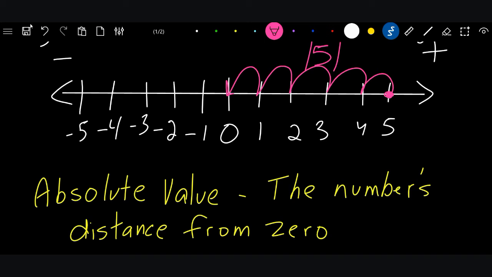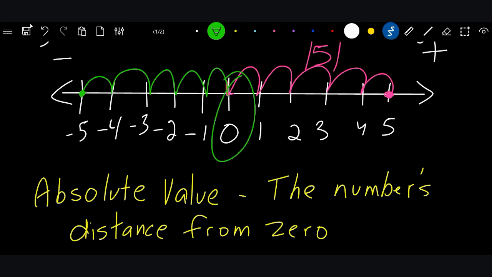So now watch this. If the absolute value of 5 is 5, what is the absolute value of negative 5? We'll go over here to the negative 5 side. Well, let's look at the definition. The number's distance from 0. Well, how far is negative 5 away from 0? 1, 2, 3, 4, 5. There we're at 0 again. So the absolute value of negative 5 is also 5. 5 units. Negative 5's absolute value is 5. Just 5. Positive 5, I guess, but just 5.